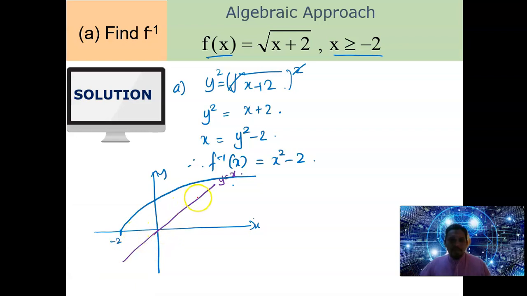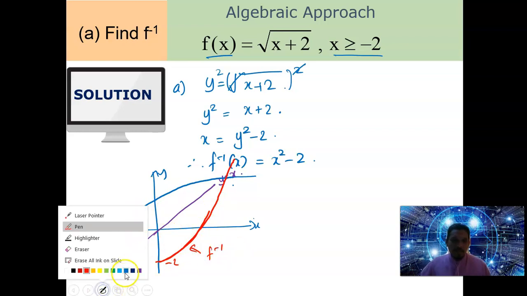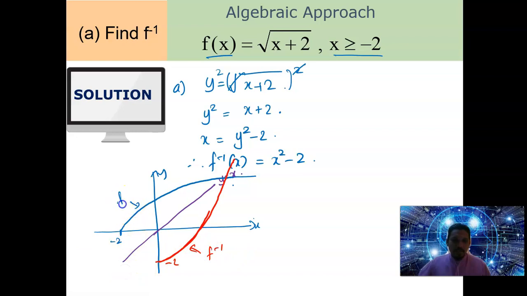Then the inverse of this function, 2, negative 2, and negative 2 here, and so this red line represents the f inverse, and this blue line represents the f(x).